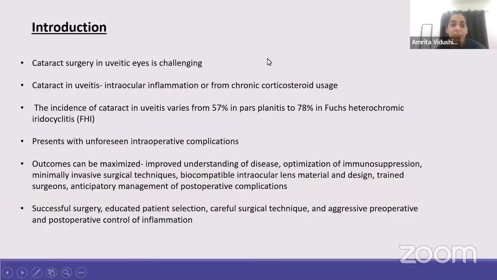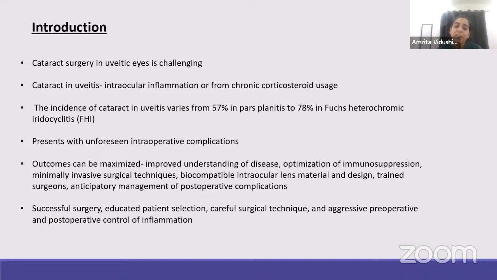So just a basic introduction. Cataract surgery in uveitic cases has been found to be very challenging. And cataract in uveitis mostly results because of two things. It may be because of the intraocular inflammation that the eye has, and also from the chronic use of corticosteroids. The incidence of cataract in uveitis varies from 57% up to 78%. And these present with unforeseen intraoperative complications that may be found only while operating a case.